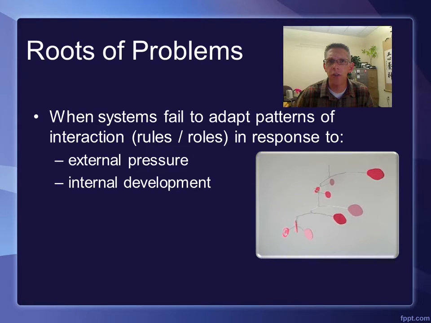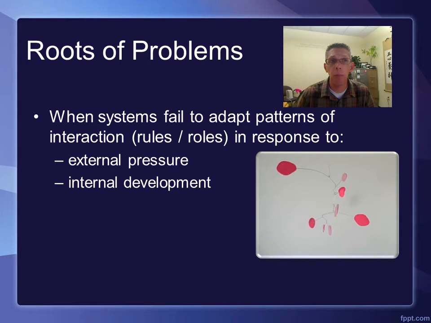Now, external pressures are things like someone losing a job or a change in the economy, a change in the neighborhood, could be moving to a new city or town. Those kinds of external pressures force the family to have to interact in new ways. Internal development also forces the family to interact in new ways. When a baby is born, when a family member dies, as children get older or as the parents get older, all those things require that the people in the family interact in new ways. They need to develop new patterns, new rules, new roles. When they fail to do so, mental health concerns will come up.